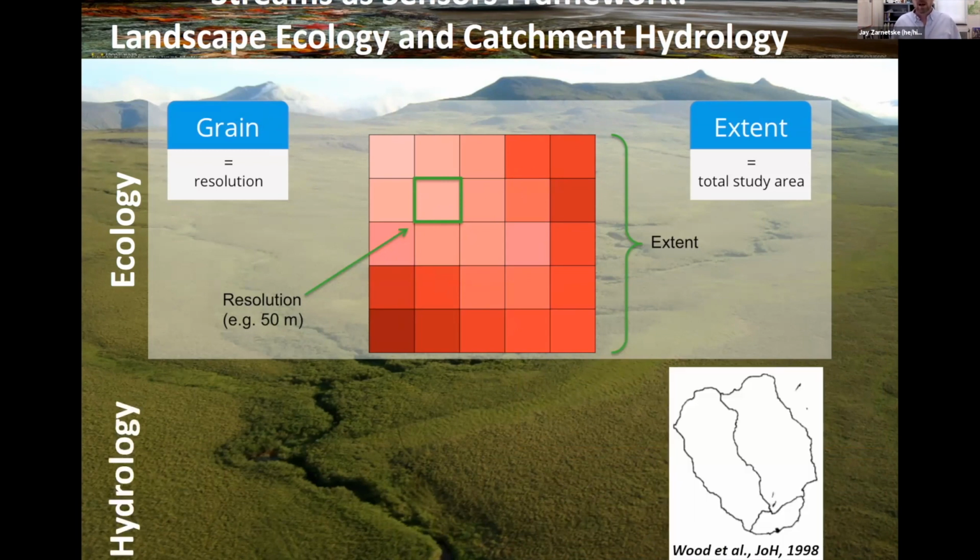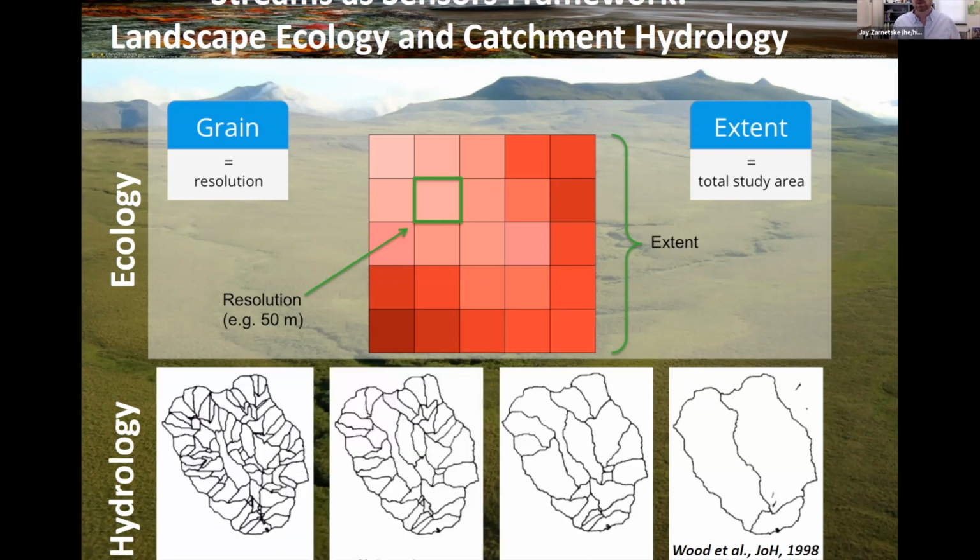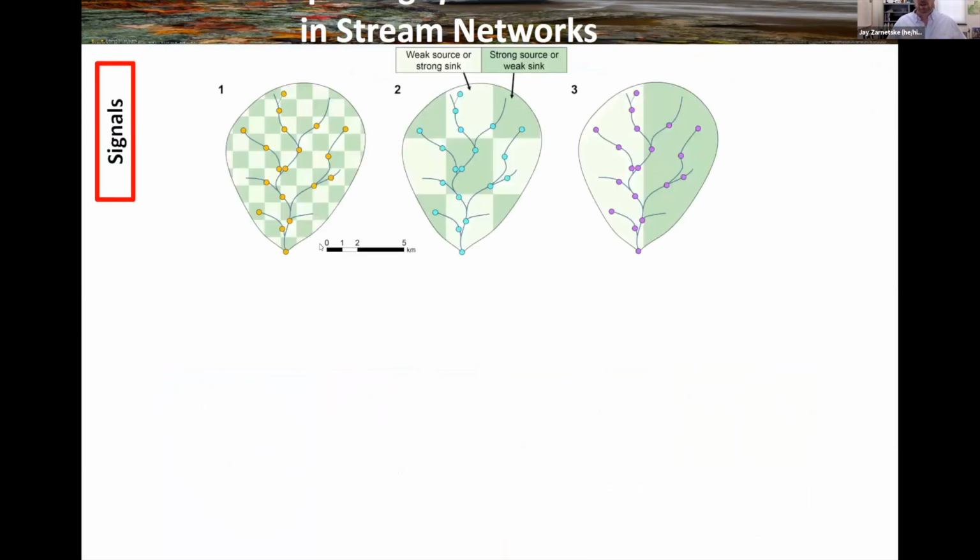In hydrology, we tend to discuss it differently. We think about catchments or watersheds, and that's our study extent. But we can take catchments and break them up into sub-catchments, smaller and smaller resolutions of measurements, and study them as particular controls on the chemistry of the watershed. So that's what I want to show you now: the framework that we've been developing to interpret the spatial patterns in stream networks. So here is the introduction to the framework.